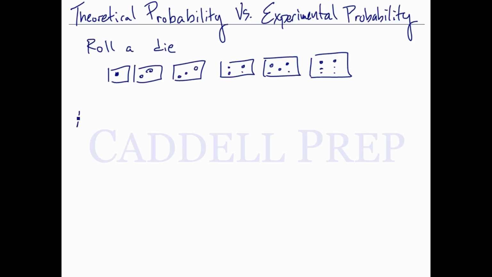So if we want to see the probability of rolling an even number, just take a look. We see that we have 1, 2, 3 even numbers out of a possible 6. So the probability of getting an even number is 1 out of 2. And this is theoretical.